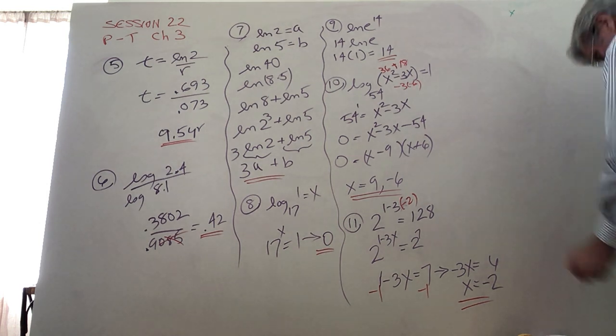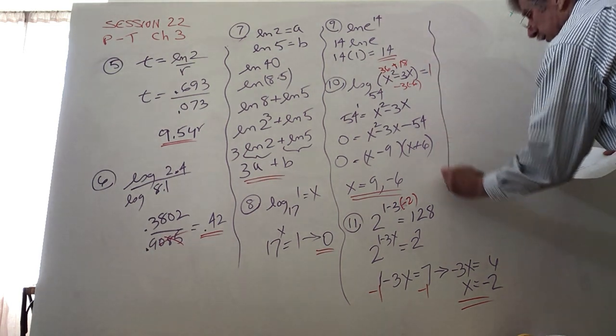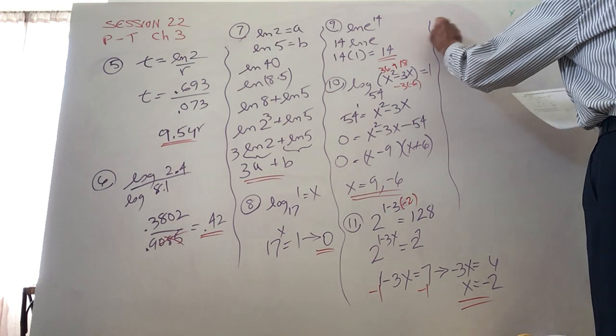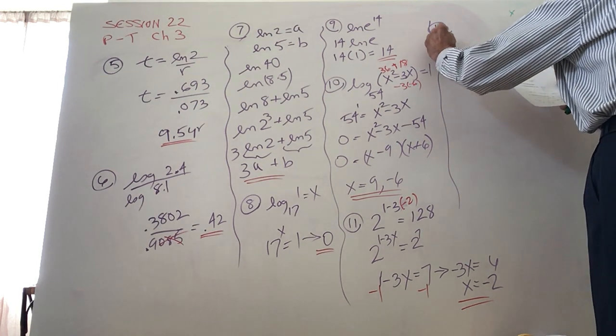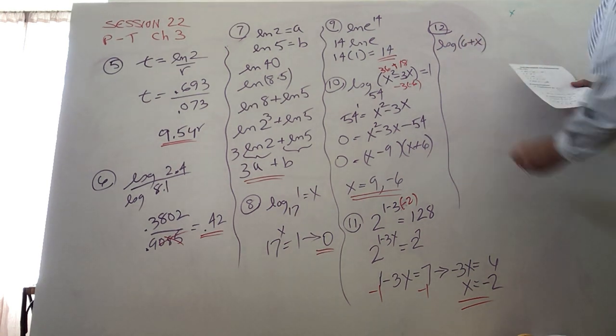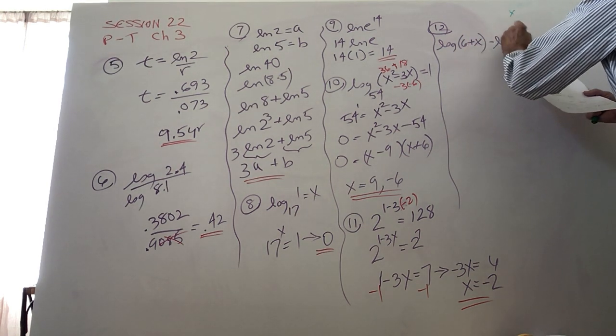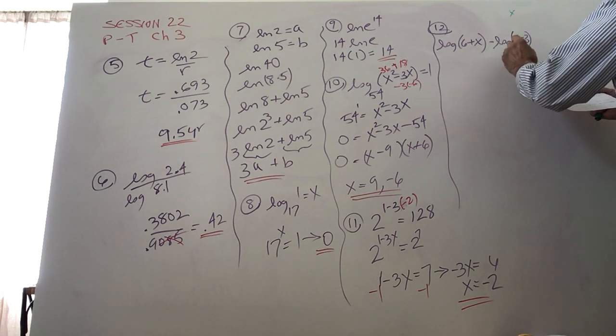Let's see if we can possibly get number 12 in here. Maybe not. I might be able to do it. Let's see if we get 12 in there. Number 12 is log of 6 plus x minus the log of x minus 3 is equal to log of 4.